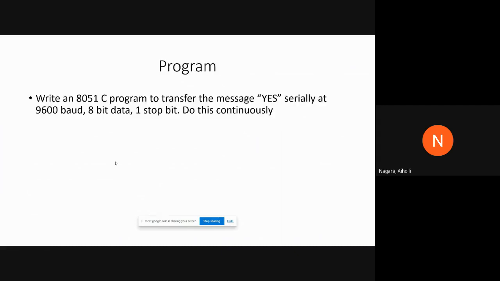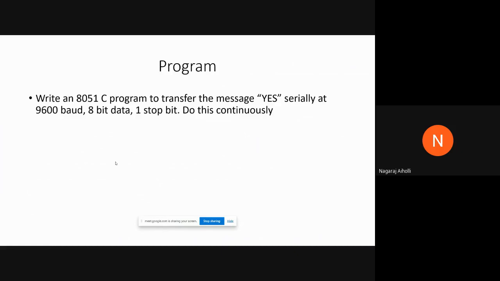Next, let us take up one more program. Write an 8051 C program to transfer the message "yes" serially at 9600 baud, 8-bit data, 1 stop bit. Do this continuously. The message should be sent serially, at 9600 baud, 8-bit data, 1 stop bit.